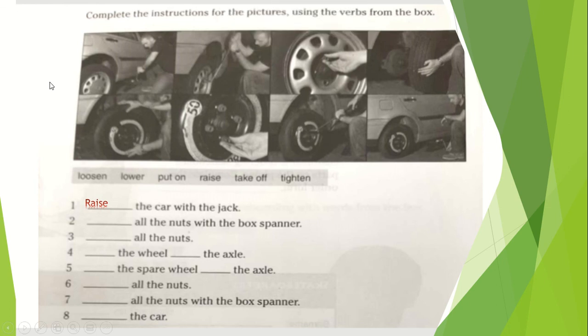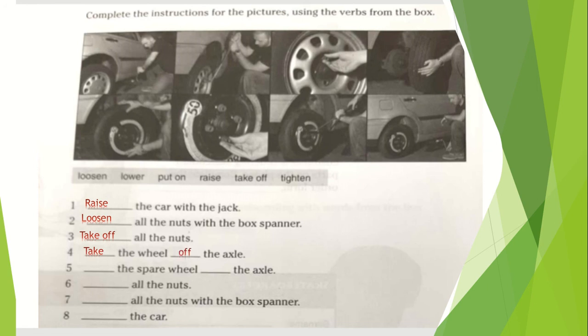Now I think you have paused the video and got all the answers. Let's check number 2 together. Number 2 is, what is the person doing? Very good. Loosen all the nuts with the box spanner. 3, take off all the nuts. 4, take the wheel where? Off the axle.